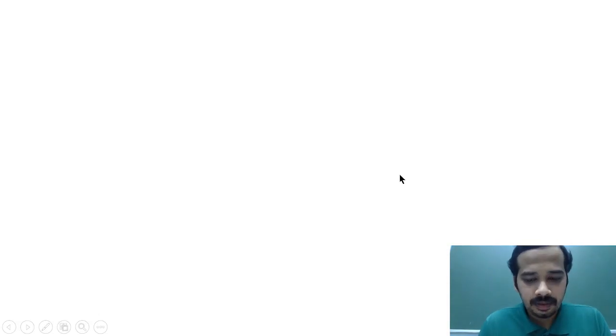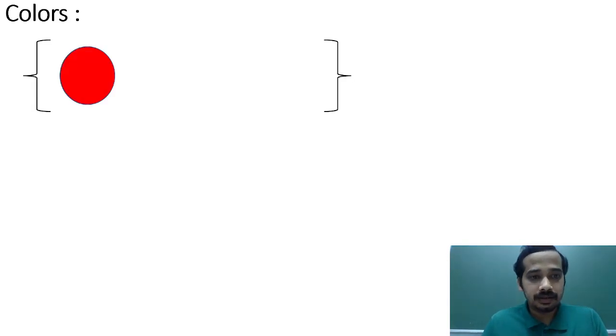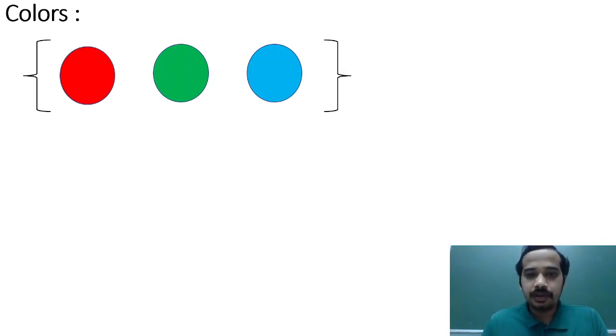Hi, I hope most of you have played with colors. There are three basic colors in nature. One is red, green, and the third one is blue. In simple terms, we call it RGB in short. Again, these colors possess some properties.